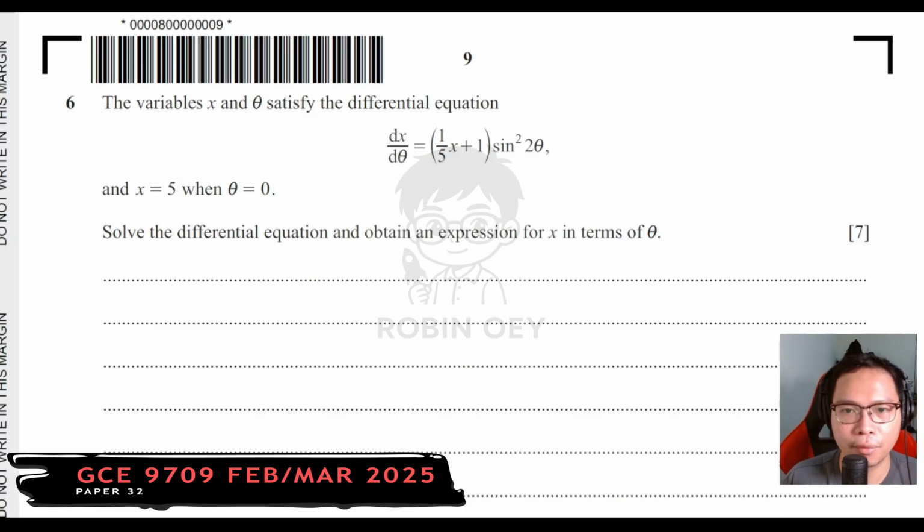Okay, for this you have to separate the variables. So the first part is to separate the variables x and theta. Let's say I put the x here, I put the theta here. For the x, if we cross multiply, it will become 1 over 5x plus 1. And for the d theta, it is simply sine square 2 theta.